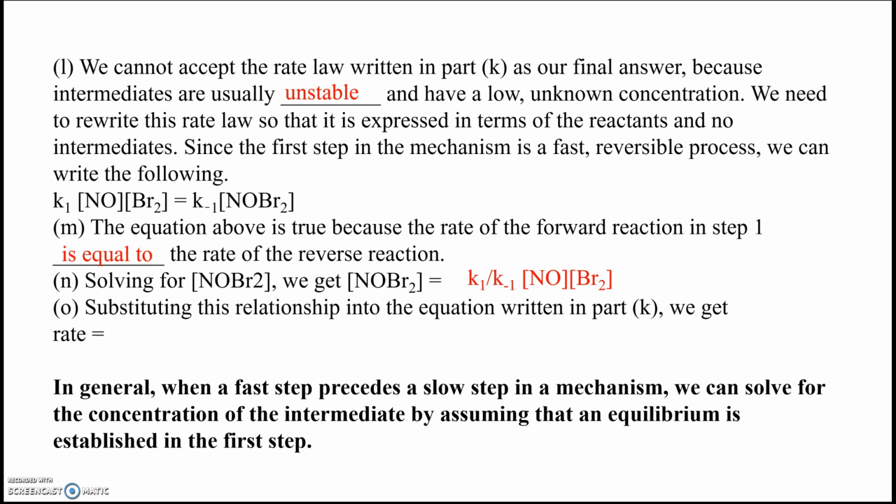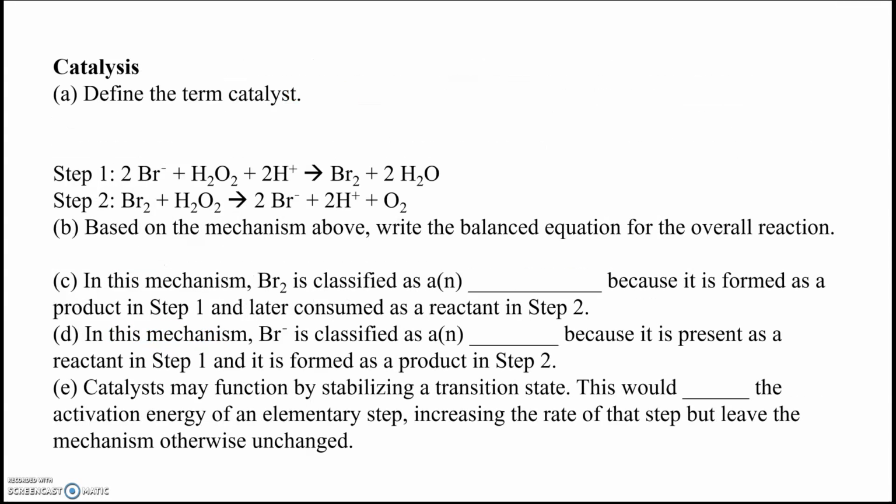Now, when I plug this back into what I got in part K, I find that my rate is equal to K times NO squared times Br2. So in general, when a fast step precedes a slow step in a mechanism, you have to do a little bit of algebra, rearrange in order to get the intermediate out of the equation. You can do that by assuming that an equilibrium is established in the first step.